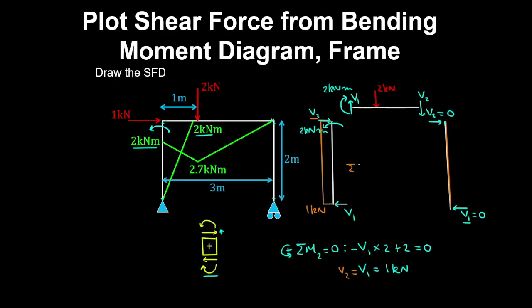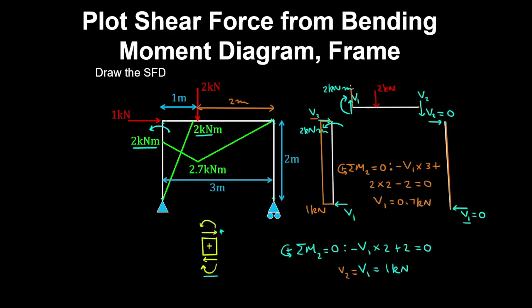And now if we take an equilibrium of moments about point 2, with anti-clockwise being positive, we have minus shear force 1 by the moment arm, which is 3 meters, plus the 2 kilonewton load by the moment arm of 2 meters, and then minus 2 kilonewton meters, and that's all equal to 0. So that gives V1 is 0.7 kilonewtons.